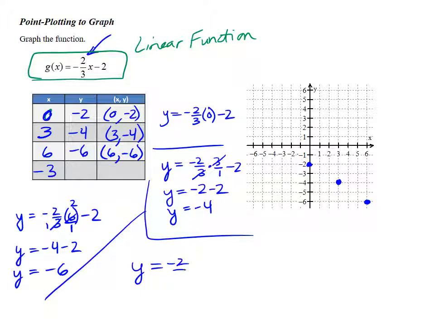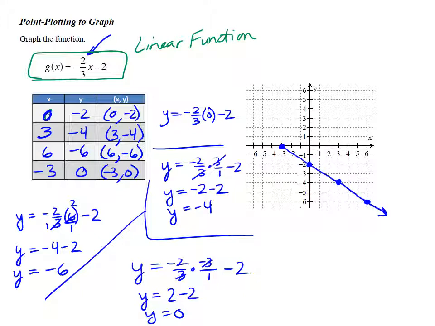y equals negative 2/3 times negative 3. Remember that whole number is over 1 because I'm going to multiply it by a fraction, minus 2. So here I cancel the 3's. Now the negative and the negative 2 are going to make a positive 2, and positive 2 minus 2 is 0. So I get 0 when I throw negative 3 into the function. So my last point here, negative 3, 0, is on the x-axis, and it is also along that same line of what we were graphing. So once we recognize the pattern, we draw what we see in terms of the pattern.